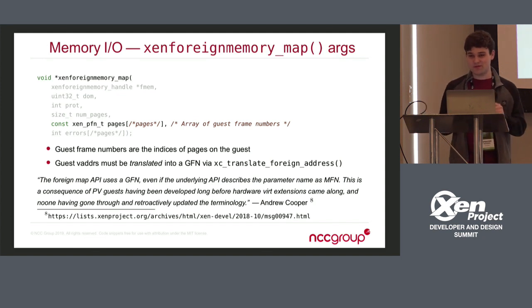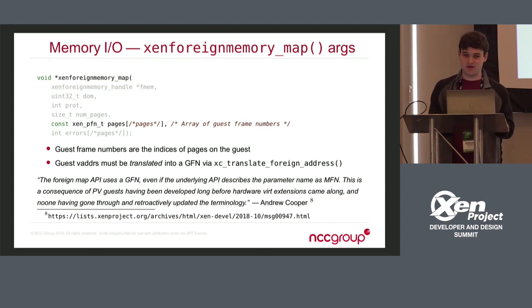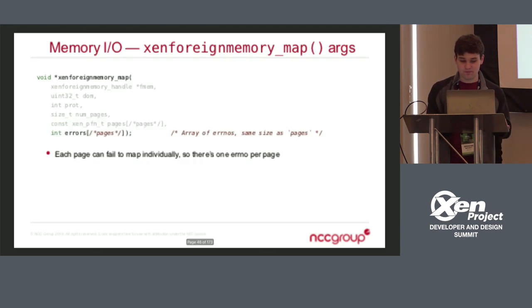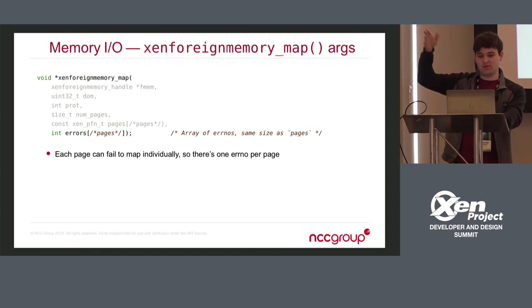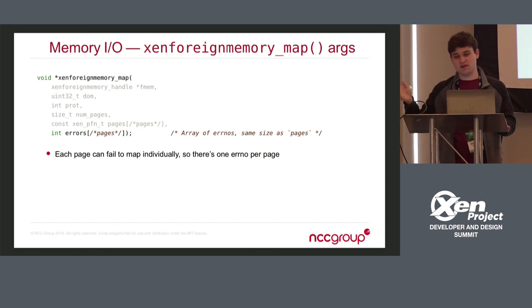So just be careful if you see references to certain types of frame numbers in the implementations of functions, because they might not always be correct. This is even true for some of the parameter names of certain API functions. And then the errors array is the same length as pages, and each slot in it corresponds to the error code for mapping a particular page in that pages array. If it's non-zero, then that particular page failed to map.